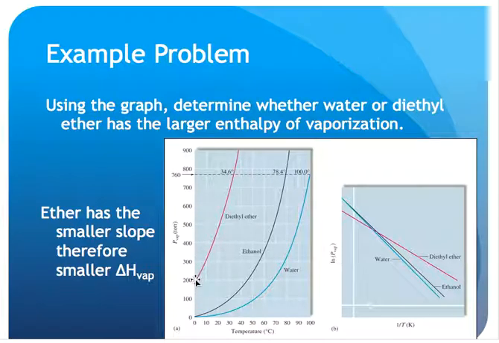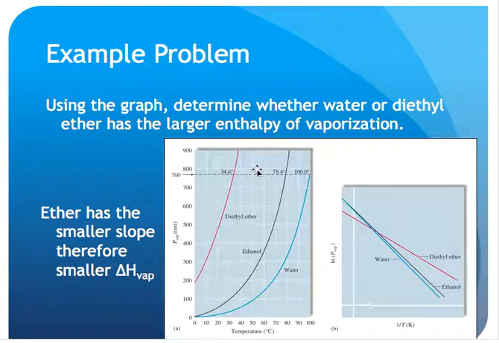I can see right here that my diethyl ether is turning into a gas phase far easier and far quicker than water is. So the smaller slope would have the smaller enthalpy of vaporization. In other words, it's going to be pretty easy for me to vaporize this one right here. We can see that we're breaking those intermolecular forces pretty quickly as temperature goes up, whereas water is not.